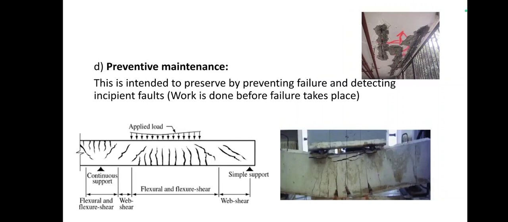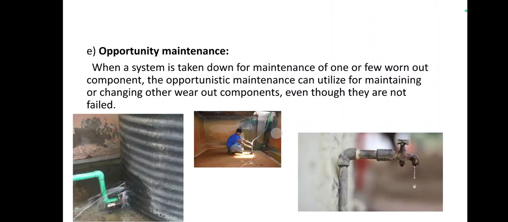So this maintenance is mainly done to prevent a failure occurring. For example, if a building beam is showing signs of distress by formation of cracks, based on the formation of the cracks, if you do any work to prevent the entire failure of the beam, it is called preventive maintenance. Next one is opportunity maintenance.